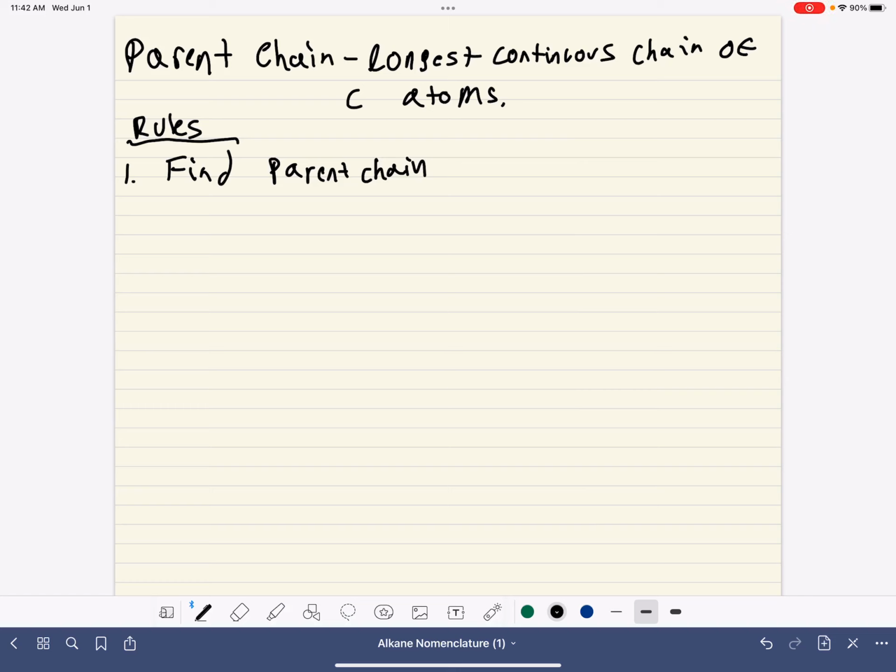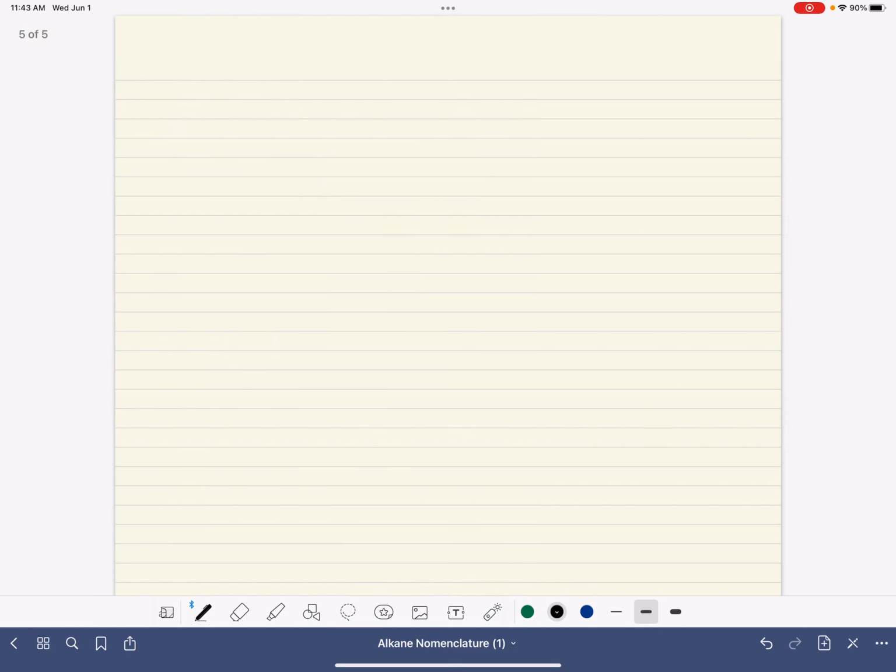Okay, in the last video, we left off talking about what a parent chain is, and I have the definition up here again. The parent chain is the longest continuous chain of carbon atoms, and we were making a set of rules, and the first thing that we wanted to do is to find the parent chain. So now we're going to build upon those rules and look at another example that's a bit more challenging. And let me draw this for you.